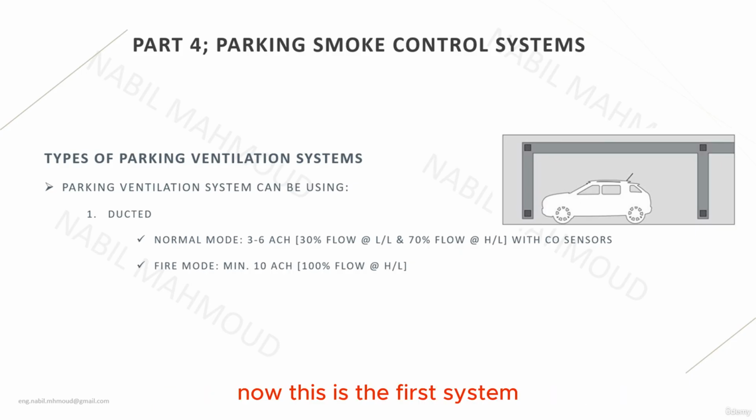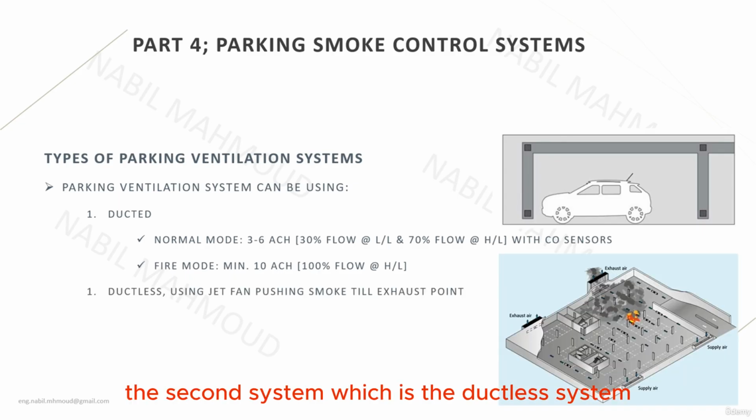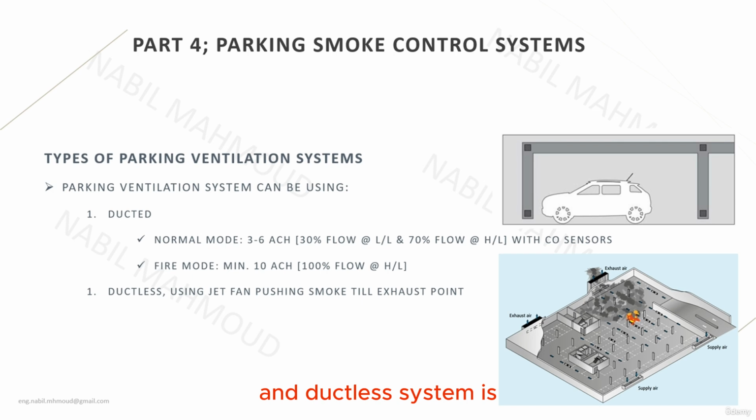Now this is the first system, which is to have a network of duct distributed all over the parking to suck the smoke evenly from the areas where the parking slots are. But this is a ducted system. The second system is the ductless system, which is a system that simply has no ducts. In this system, we use what's known as jet fans. We can see a simplified configuration for this system on the bottom right side of the screen.